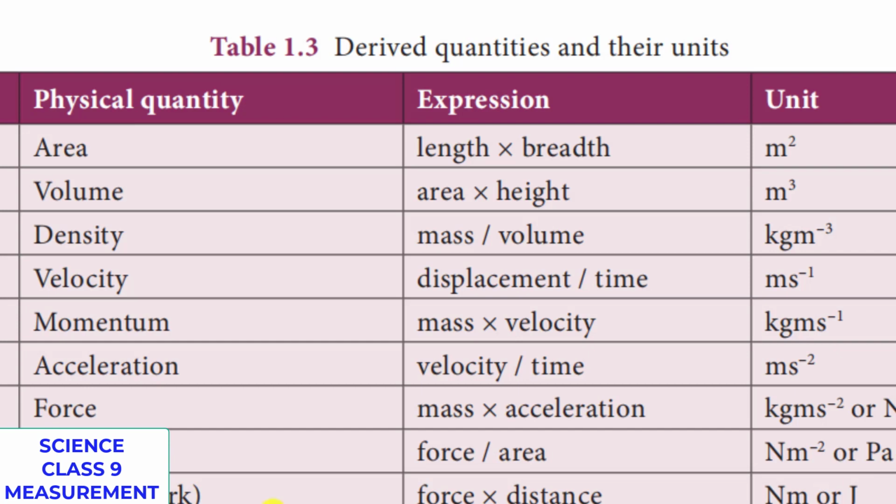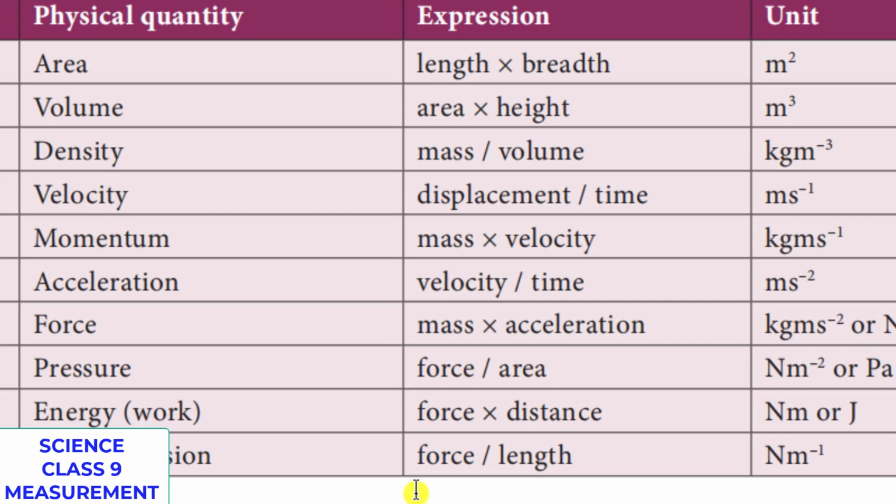After that, it is energy. Energy is force into distance, that is Newton meter or joule. Energy is measured in joule. Work is also measured in joule. Okay, keep it in mind. Work and energy both are measured in joule. You have to write it as capital J or the word joule.